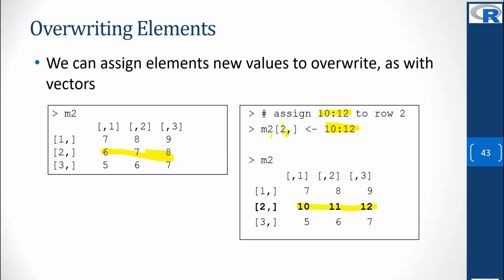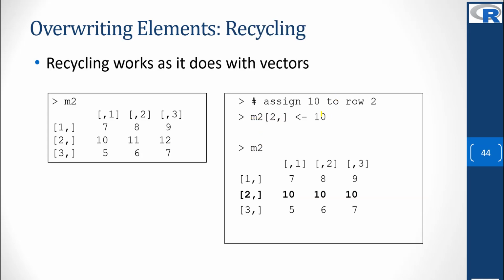Now you notice it does it in place. We're not assigning this to a new variable. We have just modified our M2 when we did this operation. So if you want to preserve the original, you might do an assignment to a temporary variable to store the old M2, and then do this modification. And I mentioned that if you want to use recycling, you can on these. And so here we're assigning all 10s to row 2.